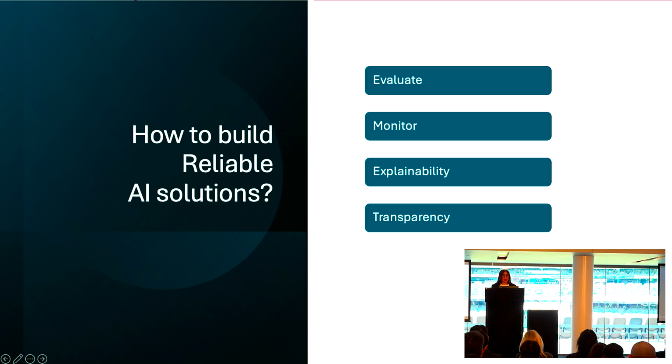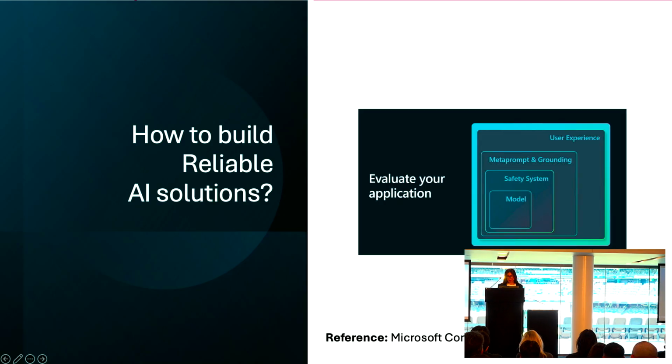Monitor. It's crucial to continuously evaluate and monitor your AI systems to ensure they maintain their performance and reliability. Explainability is key. It helps us understand how the AI model makes decisions and build trust in its output. Being transparent about how AI models work and their limitations is equally important.